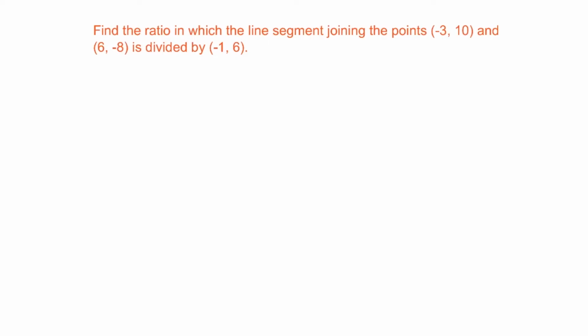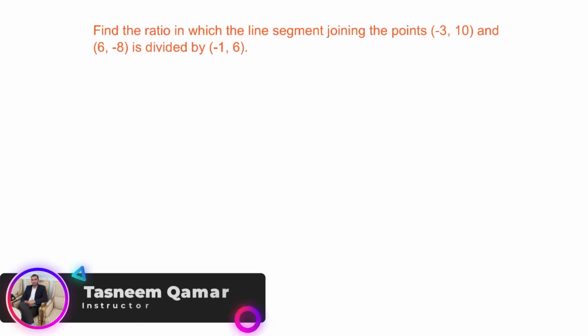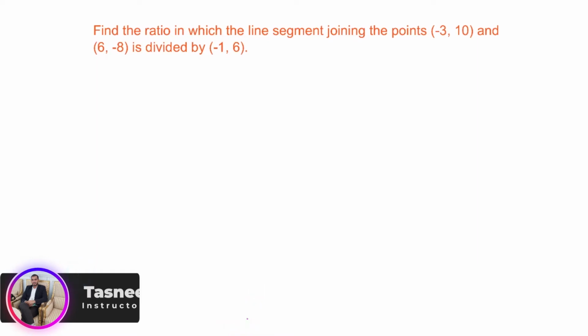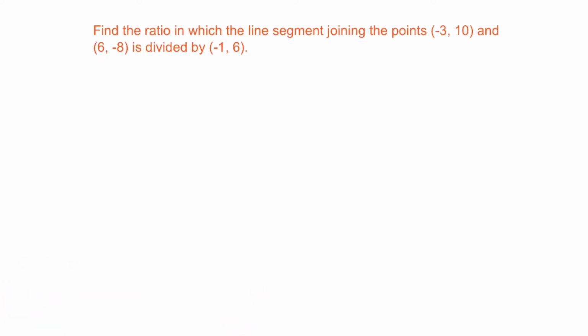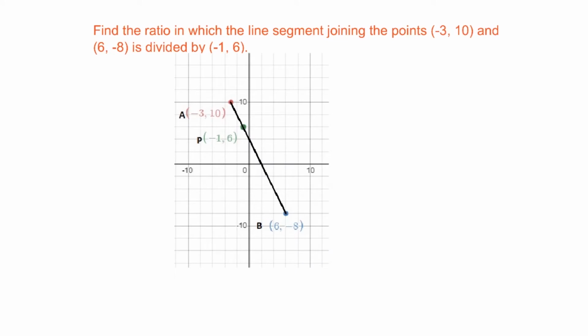Find the ratio in which the line segment joining the points (-3, 10) and (6, -8) is divided by (-1, 6). So here we need to find the ratio. Let us see the graph to understand this question. This is point A and point B. The line segment AB has a point P, which is dividing the line segment into two parts. So we need to find the ratio in which this point is dividing the line segment.